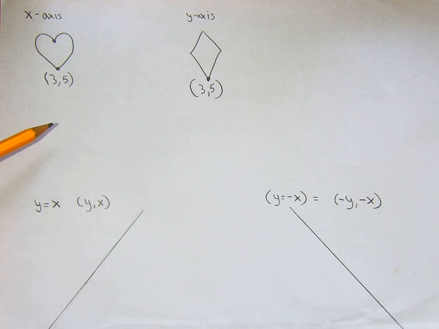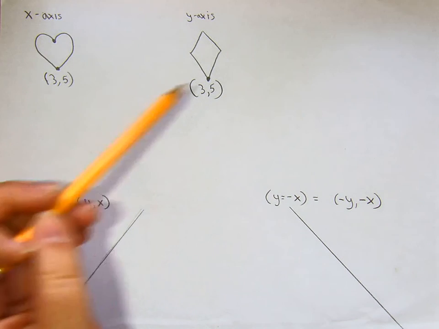But I also then want you to label what would the new ordered pair be. What would this new coordinate point be given this reflection? And draw your heart. Okay?